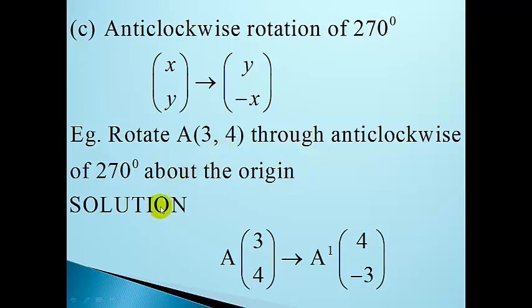So solution, according to the rule, anti-clockwise rotation of 270 degrees about the origin is given by xy maps to y minus x. That is, y goes up, the x comes down, but the x coordinate is negated. So if you are given the point A(3, 4), according to the rule, 4 goes up, 3 comes down, but the 3 is negated. That is how come we have A prime (4, -3).